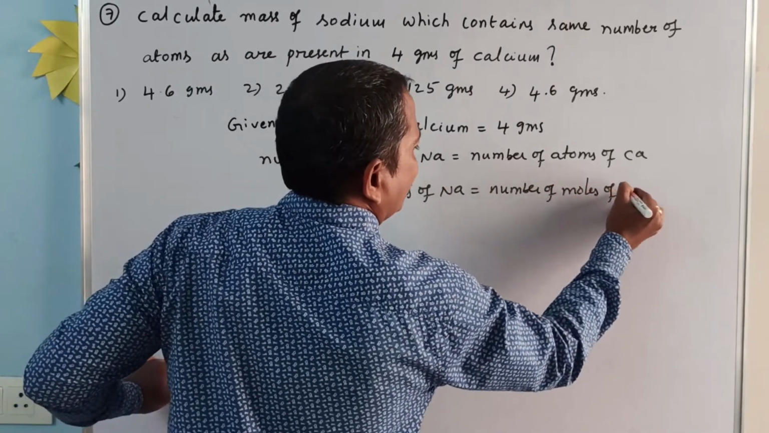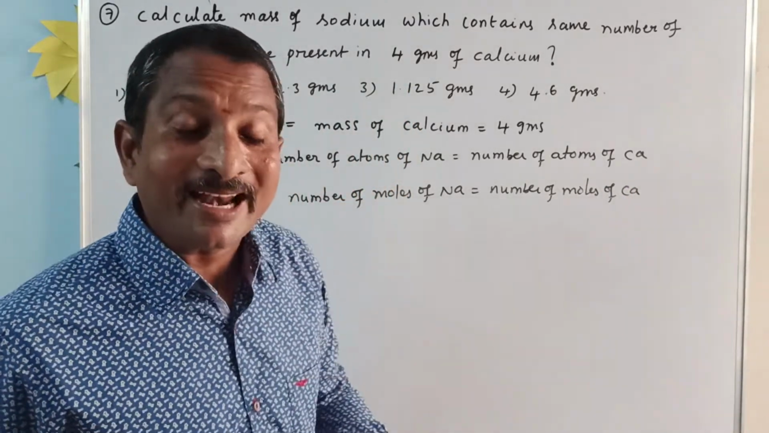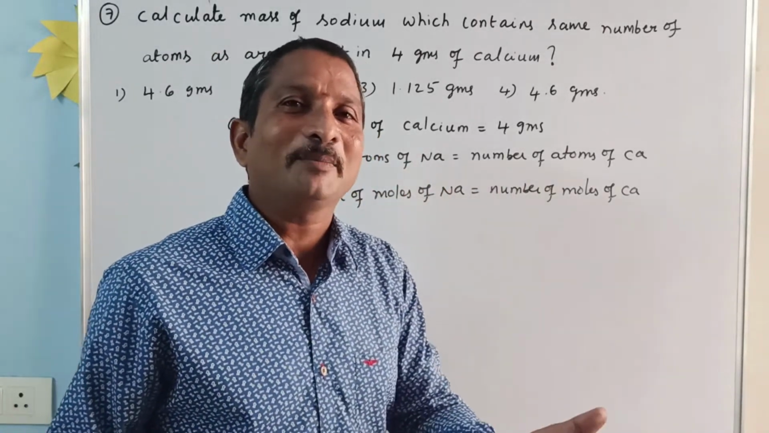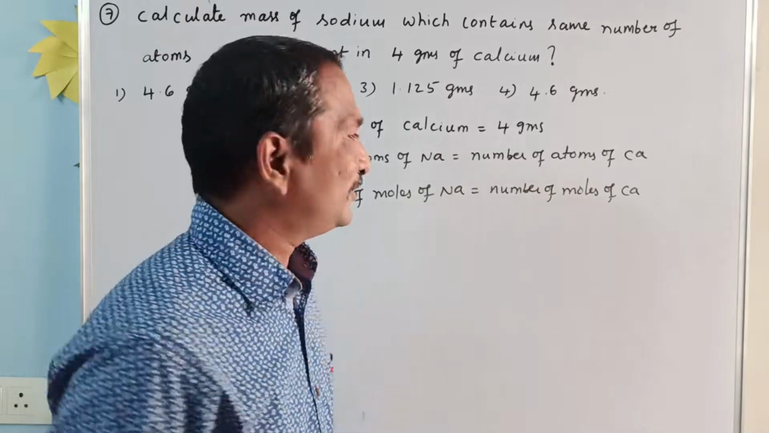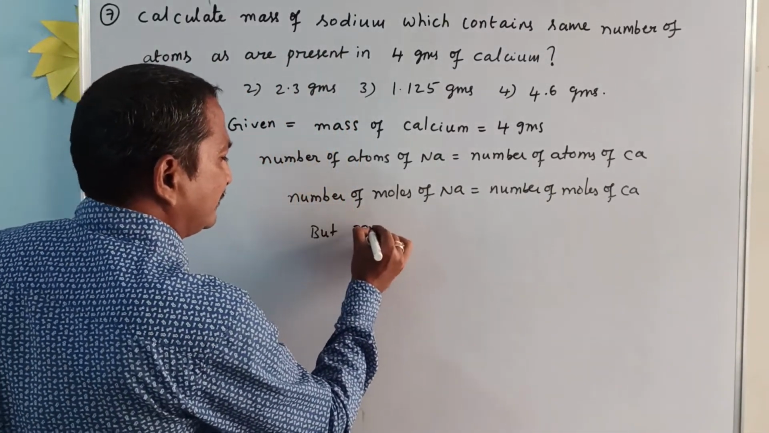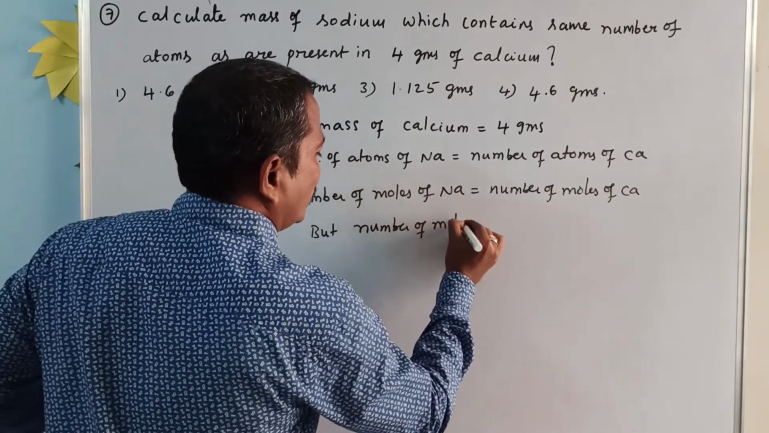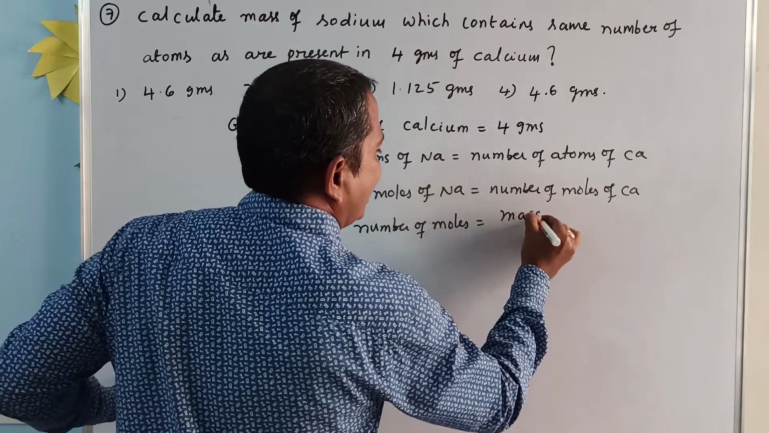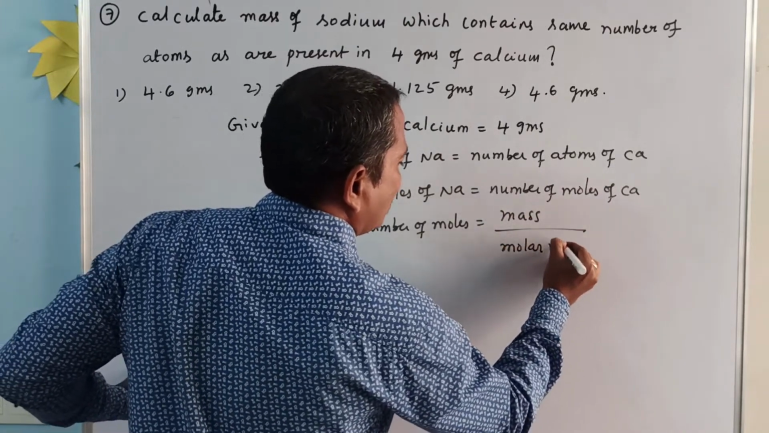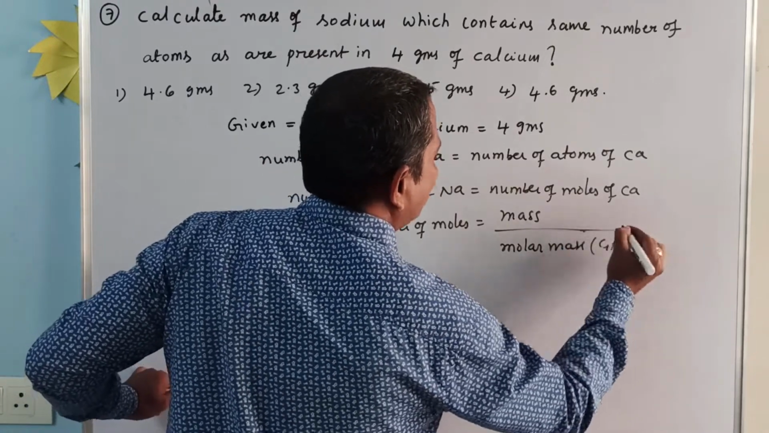What do we know from concept? 1 mole is equal to N atoms. Number of atoms of sodium equal to number of atoms of calcium means number of moles of sodium is equal to number of moles of calcium. But what we know, number of moles is equal to mass by gram atomic mass or molar mass. That is nothing but gram atomic mass for monoatomic species.